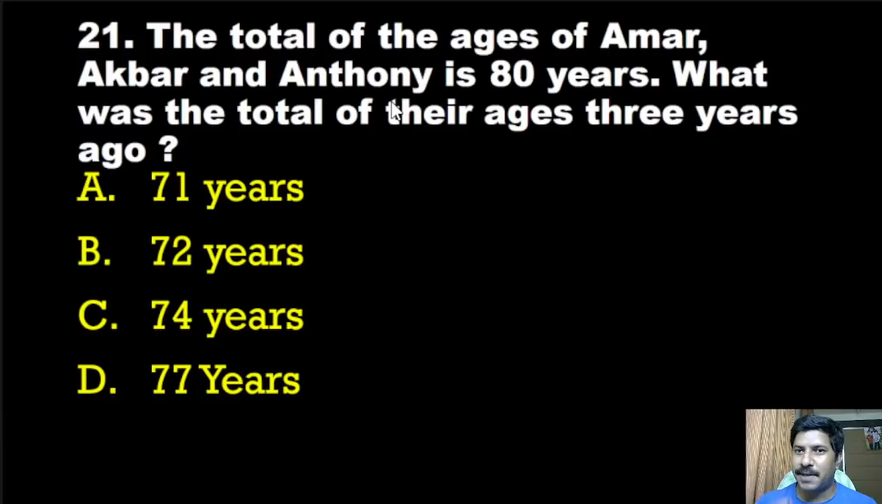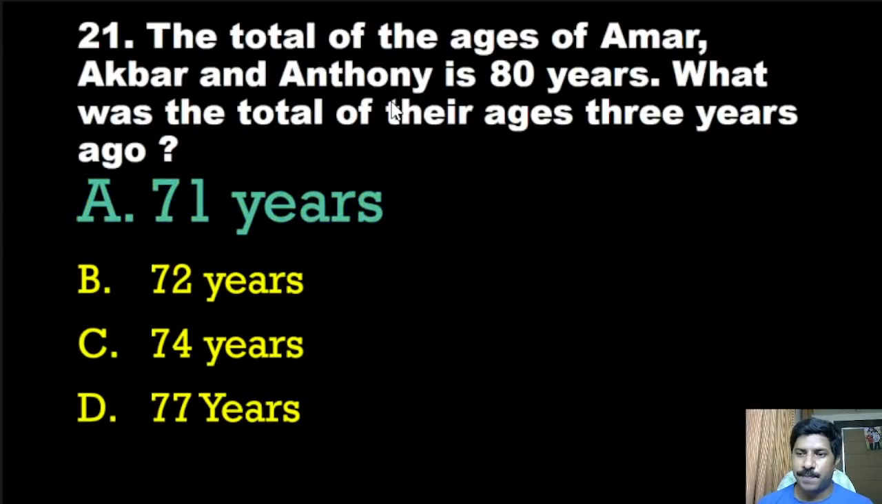Because here 3 persons are there. 3 years before, you need to subtract the 3 persons' age for 3 years. So 3 into 3, 9 years you need to subtract from 80 years. Then what will be the answer? The answer will be 71. So I think it has become clear.